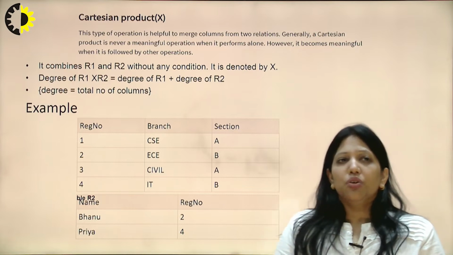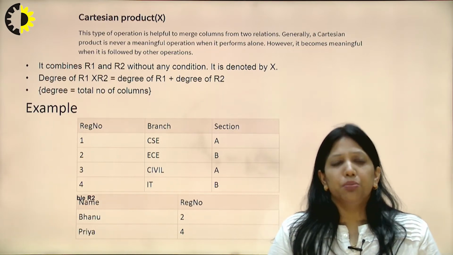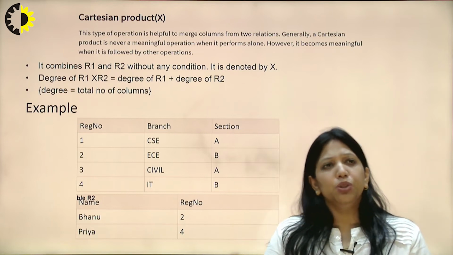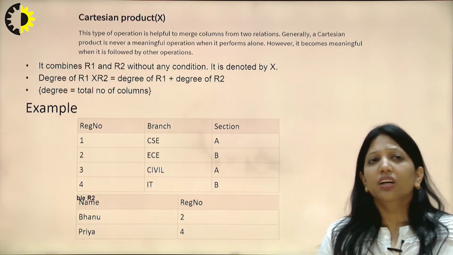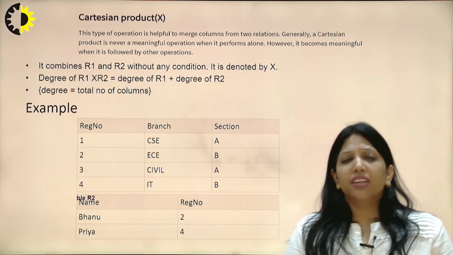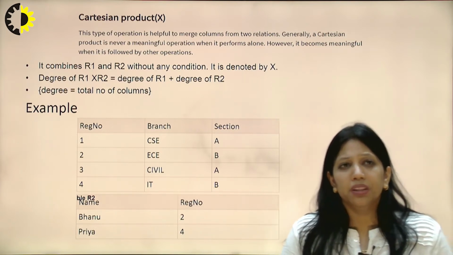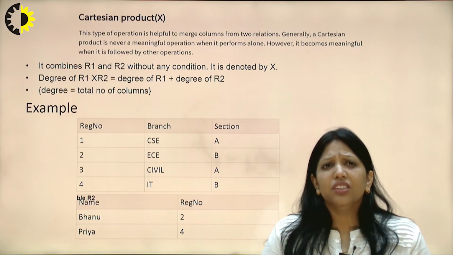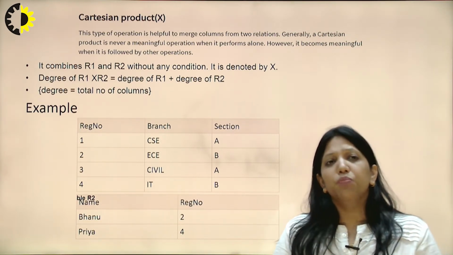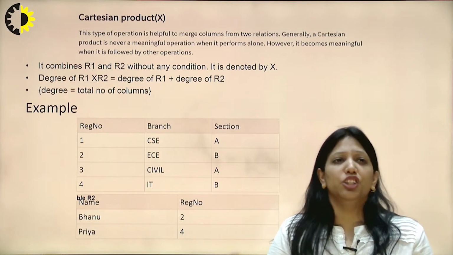We need one attribute common between these two tables, R1 and R2, and then we are able to apply the Cartesian product. So the rule for applying the Cartesian product is that if we want to apply it on two tables, then we need at least one attribute common between table R1 and R2. On the basis of that, we can apply this Cartesian product.